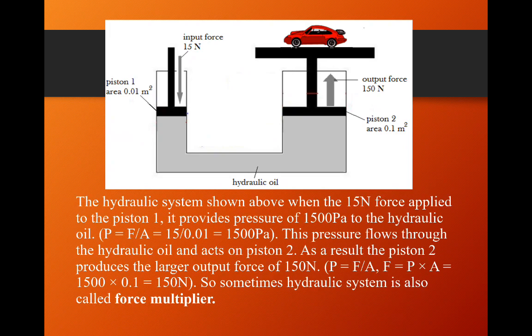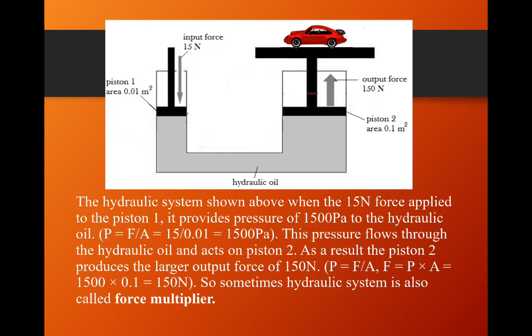In the hydraulic system shown above, when the 15 Newton force is applied to piston 1, it provides a pressure of 1500 pascals to the hydraulic oil. P equals force divided by area. Force is 15 Newton and the piston 1 area is 0.01 meter square. So we get 1500 pascals of pressure.